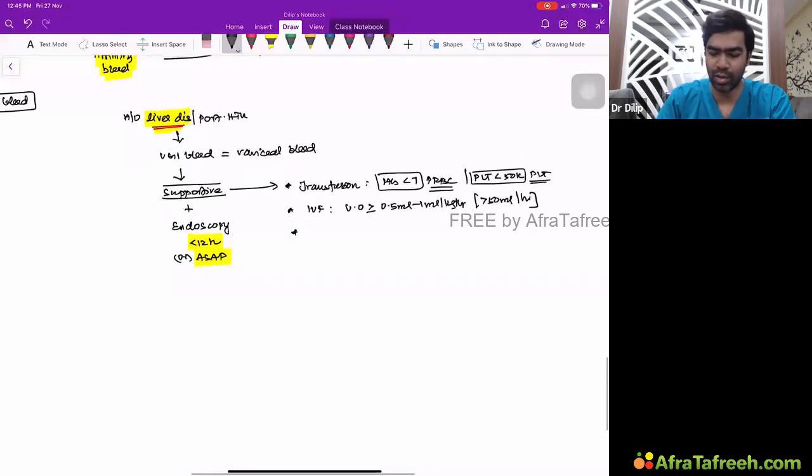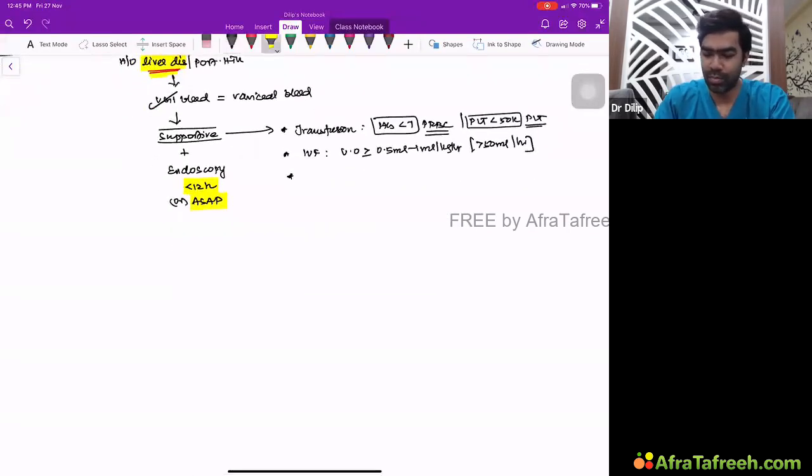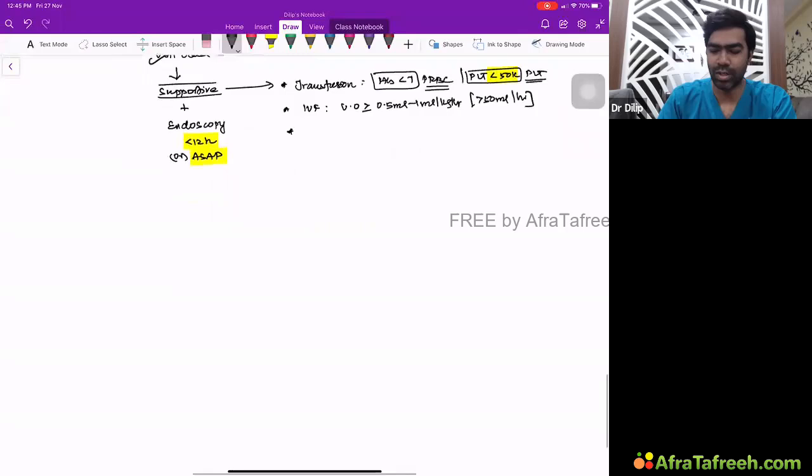Because the patient is having an acute variceal bleed here, the threshold becomes less than 50,000. So it's not 20,000 here. So it's like a universal indication for transfusion of platelets only.